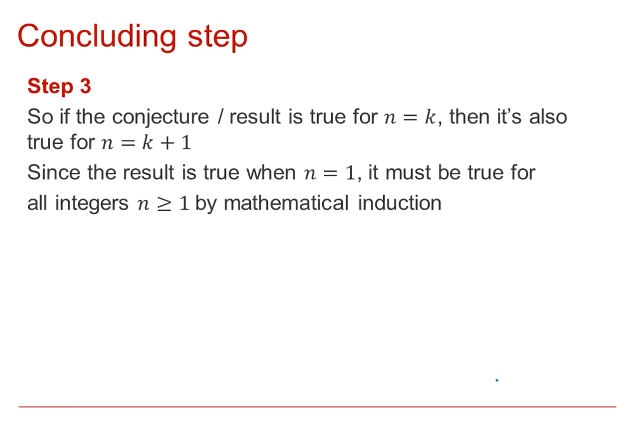So then we can come to our final step 3, the conclusion step. So if the conjecture or result is true for n equals k, then it is also true for n equals k plus 1. Since the result was true for n equals 1, it must be true for all integer values of n greater than or equal to 1 by mathematical induction. And this is a technique we'll be practicing in the next few sessions.